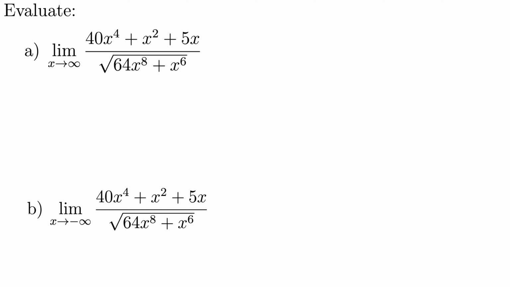Here we have two limits at infinity to evaluate. Actually, it's the same function, just one is the limit as x goes to infinity, and then part B is the limit as x goes to negative infinity. But for A, we just have the limit as x goes to infinity of the quantity 40x to the fourth plus x squared plus 5x all over the square root of the quantity 64x to the eighth plus x to the sixth. Okay, well, the same key we've been using holds true here.